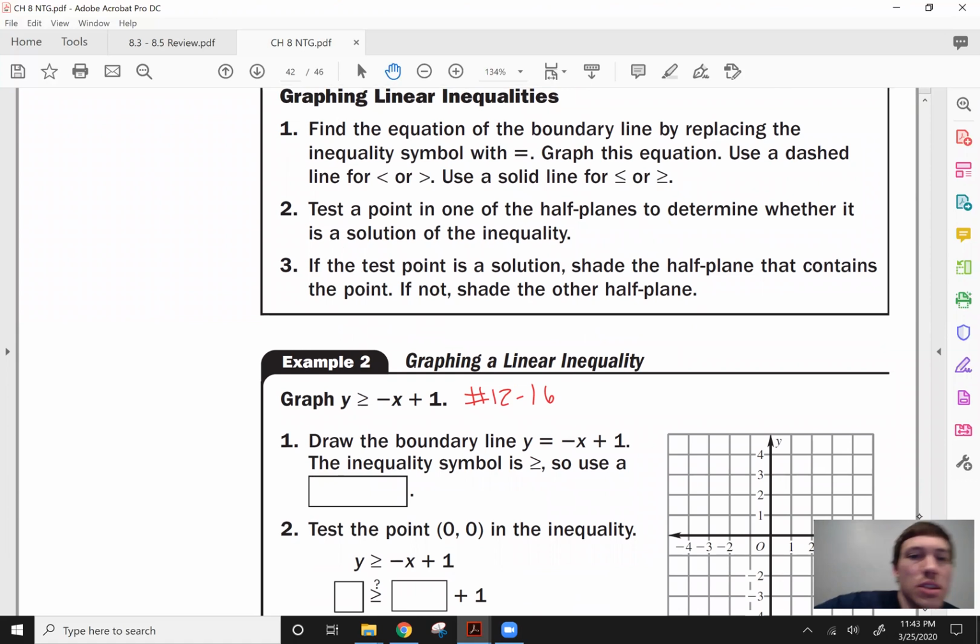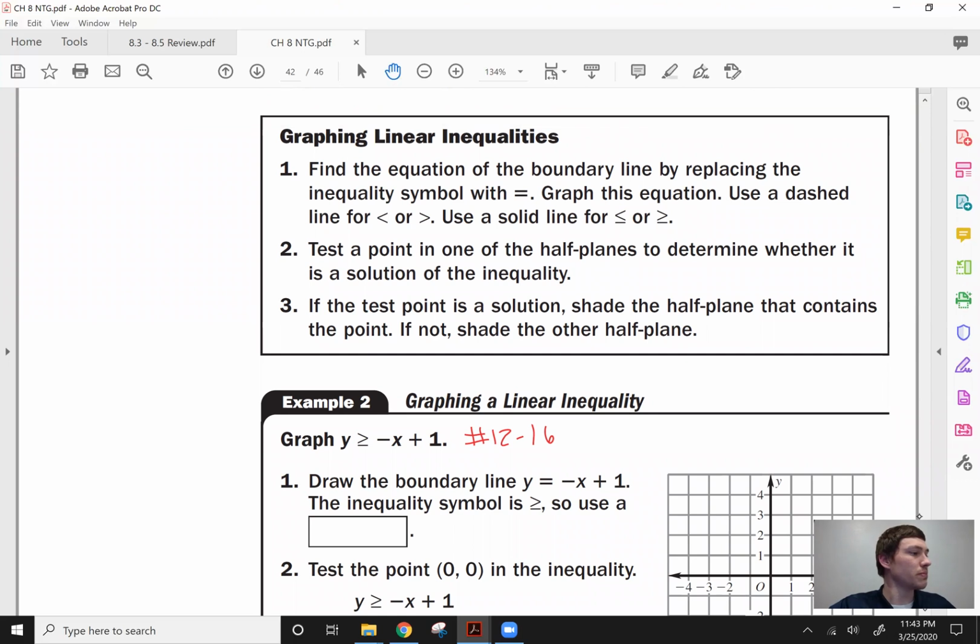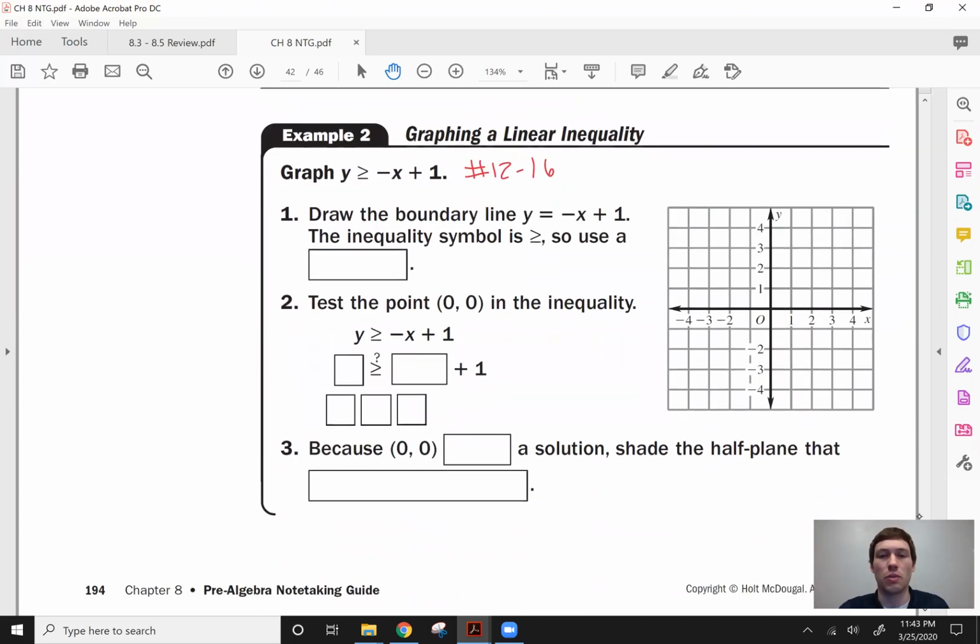Now, graphing, this is going to look like 12 through 16 on your homework. So on here, it says draw the boundary line, y equals negative x plus 1. Whenever we graph, remember it's y equals mx plus b. Remember, b is your y-intercept. m is your slope. You guys get to do this a lot this chapter. So my slope in this case is negative 1.